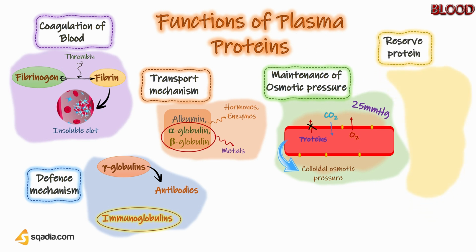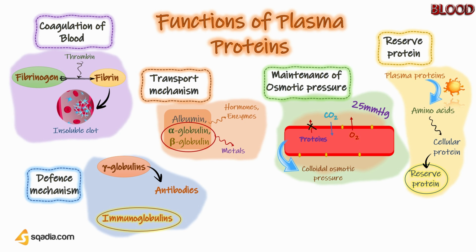Role as reserve proteins. Plasma proteins are split into amino acids by the tissue macrophages. Amino acids are taken back by blood and distributed throughout the body to form cellular protein molecules. Because of this, the plasma proteins are called the reserve proteins.